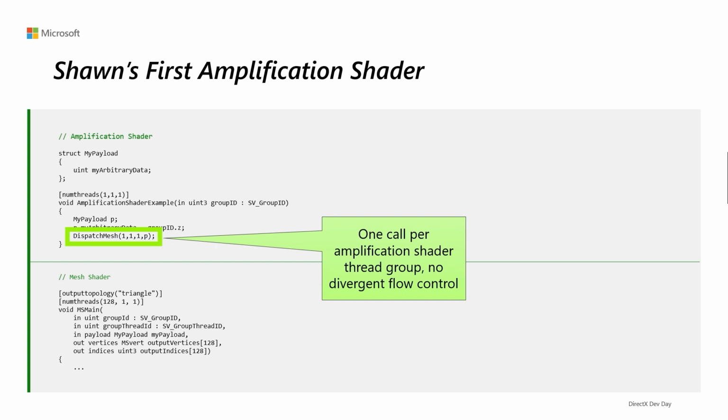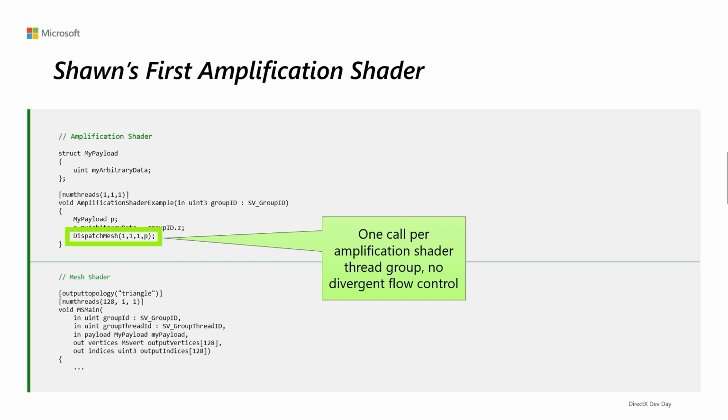The key thing here is the amplification shader fills in a payload struct, and then it calls this new intrinsic DispatchMesh, passing in how many threads it wants in X, Y, and Z dimensions, and the payload. And that's what will launch the actual Mesh Shader. This is a cooperative call across the whole thread group. So you can't do this under divergent flow control. You don't get to have each thread of the amplification shader launch a different payload.